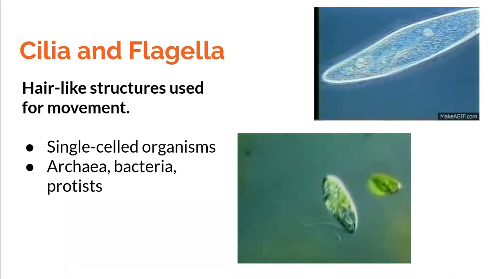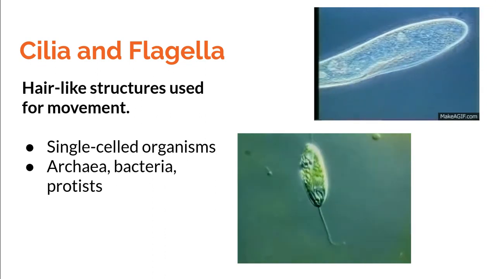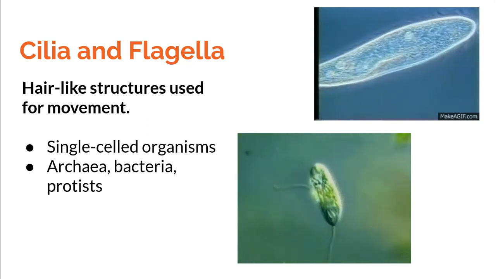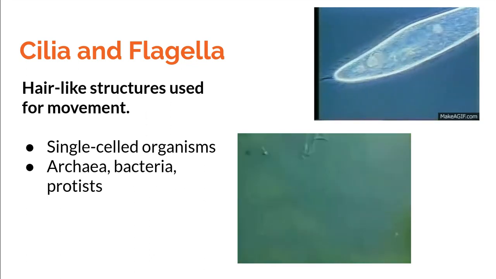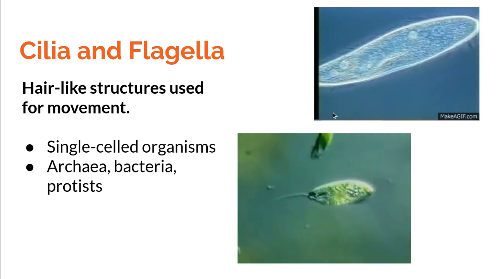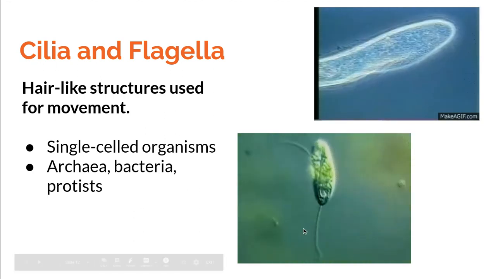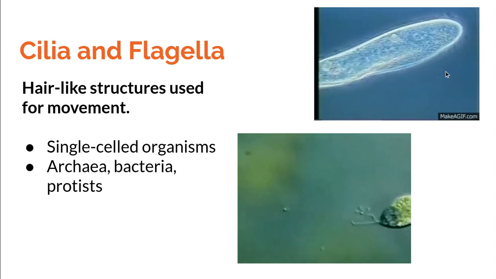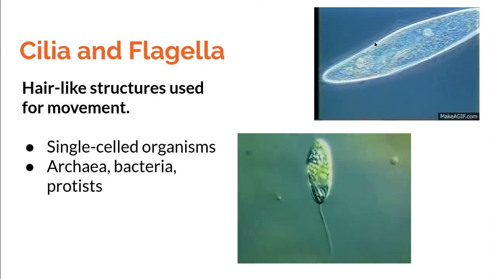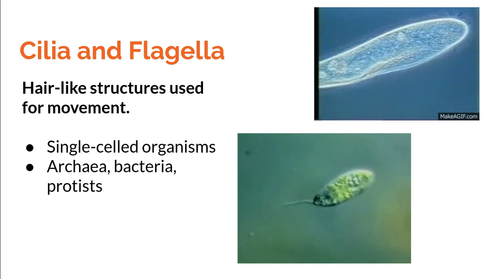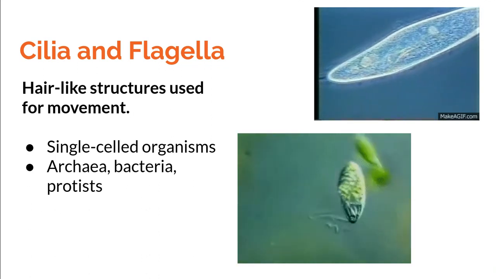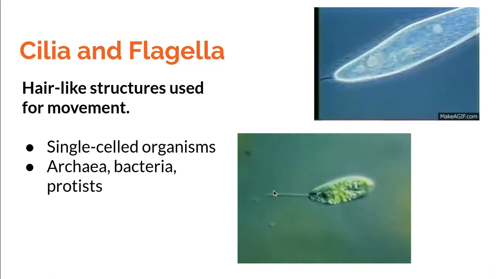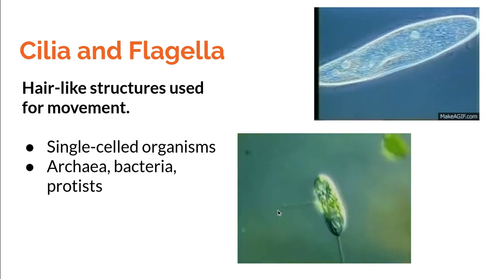Last here we have cilia and flagella. These are really just relevant for our single-celled organisms, like archaea, bacteria, protists. In the gifs that you see here, these are both protists. We have our paramecium here, and we have our euglena down here. Cilia and flagella are hair-like structures used for movement. And as you can see up here, in our paramecium, there's these little hairs all around the outside of the paramecium that kind of flip back and forth like fins. Those are cilia. And our flagella are these long whip-like tails coming from our euglena.